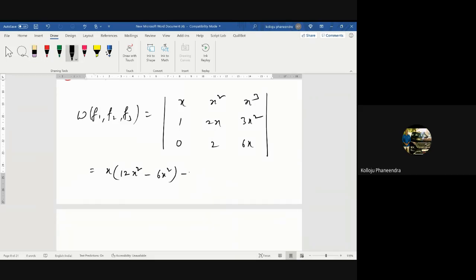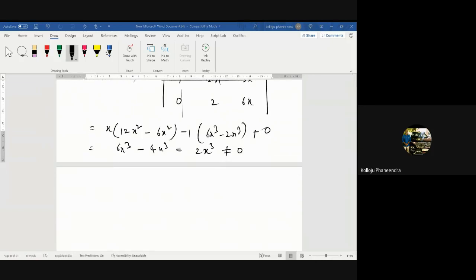That's better. Minus 1 into this, minus 1 into 6x cube minus 2x cube. Next one, 0. So what is this value? 12x square, 6x cube. This is minus 4x cube. This is nothing but 2x cube, not equal to 0. Since Wronskian is not equal to 0, functions are linearly independent.